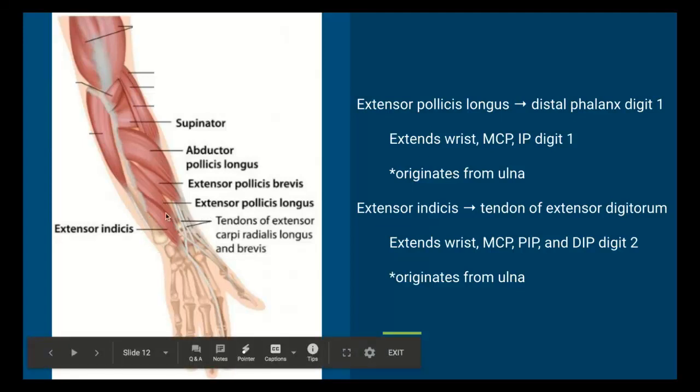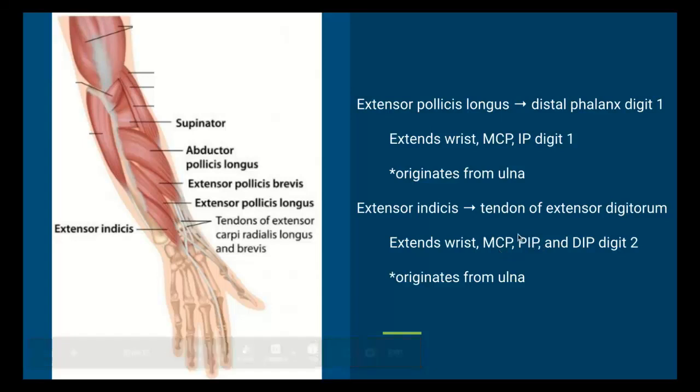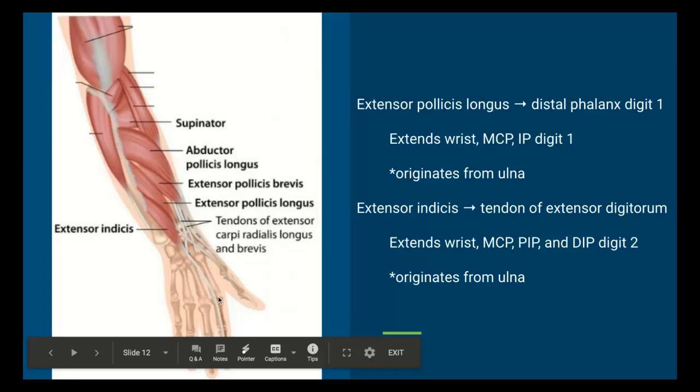All right, and then finally, our last muscle to look at here is the extensor indicis. So extensor indicis is one of those individual muscles in that it's only going down to your pointer finger. So it's going to be inserting on the tendon of the extensor digitorum. Remember, the extensor digitorum went all the way down to the very distal phalanx of digits 2 through 5, but in this case, just of digit 2. So you're going to see extension of the wrist, the metacarpophalangeal joint, and both the proximal and distal interphalangeal joints of digit 2, the pointer finger. And that's going to be originating from the ulna also.